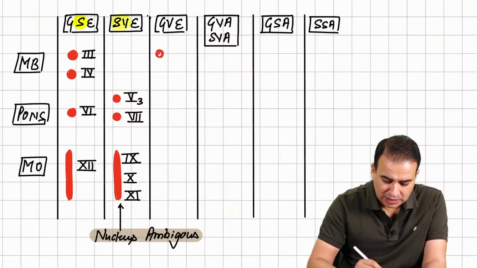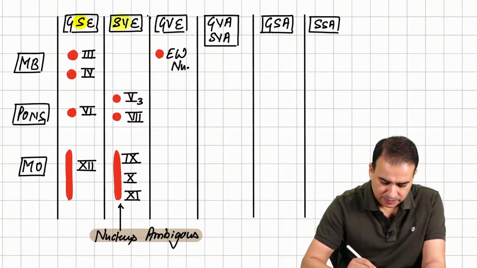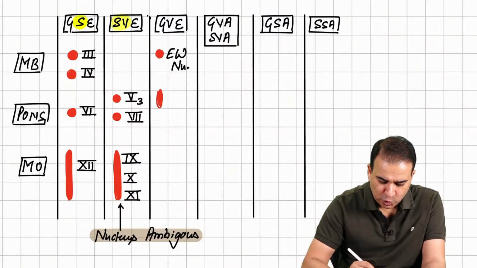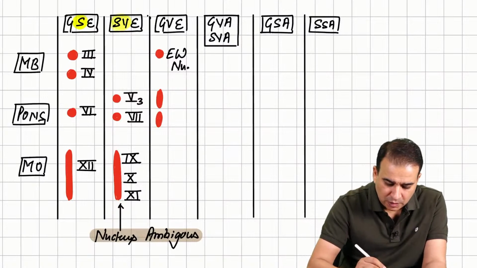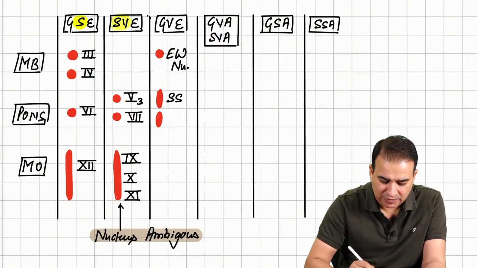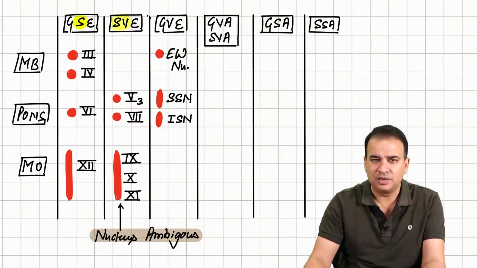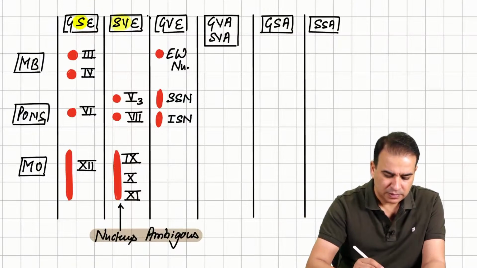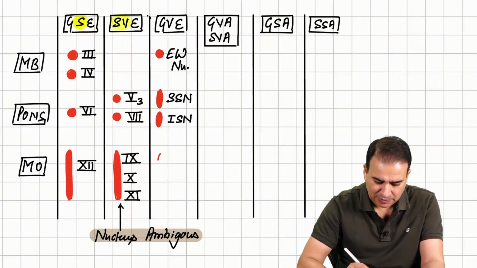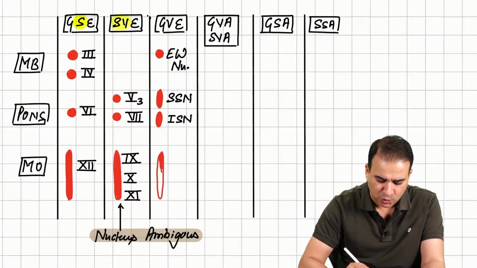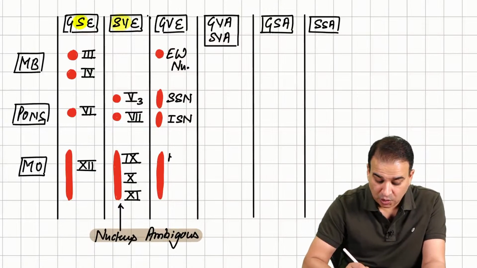There is a nucleus present in this column that is called Edinger-Westphal. I'm writing in short only, that is EW, Edinger-Westphal nucleus. Then we have two nuclei which are present in the pons. We call them salivatory nuclei, guys. We have a superior salivatory nucleus and an inferior salivatory nucleus for the salivary glands. Just write in short only. I'm going to discuss it separately with you. And then we again have a big nucleus present in the medulla oblongata. This is called the dorsal nucleus of the vagus.